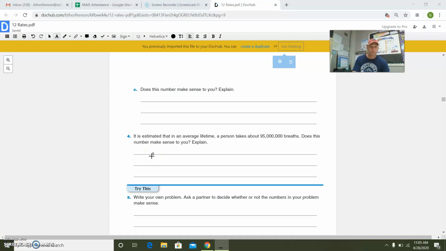All right. It is estimated that in an average lifetime, a person takes about 95 million breaths of air. Does this number make sense to you? This is a tough one.